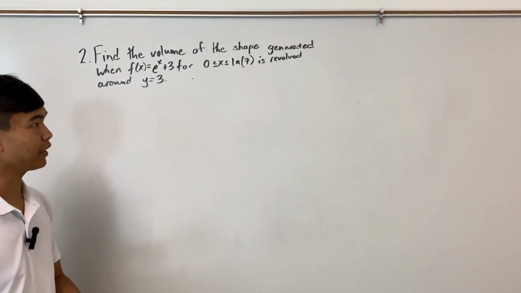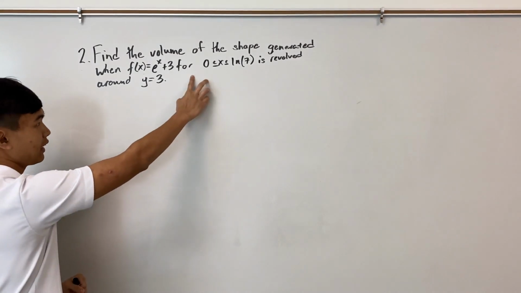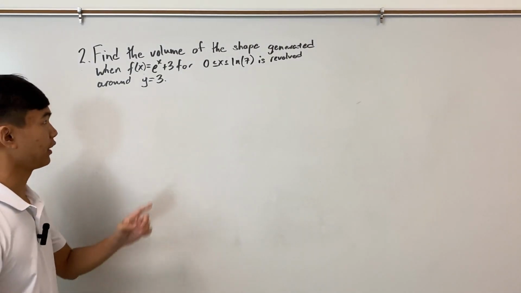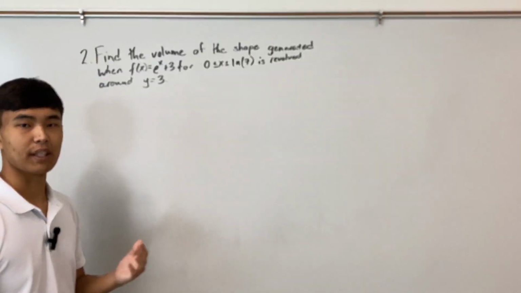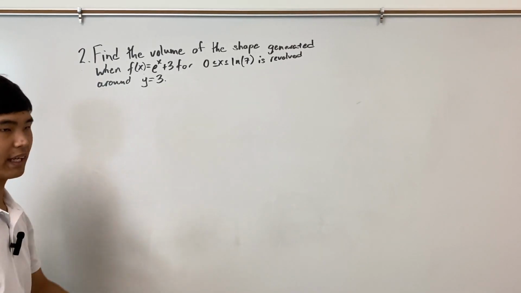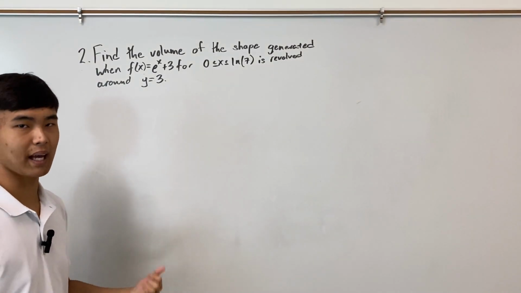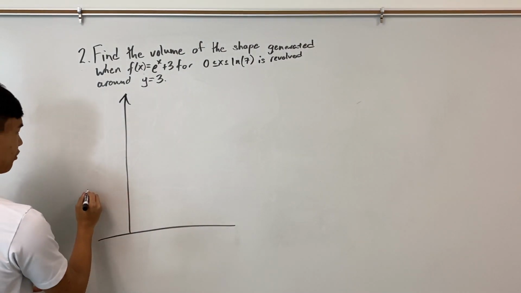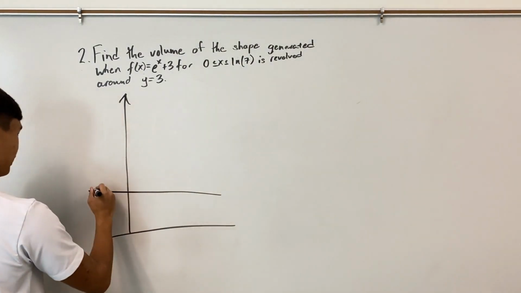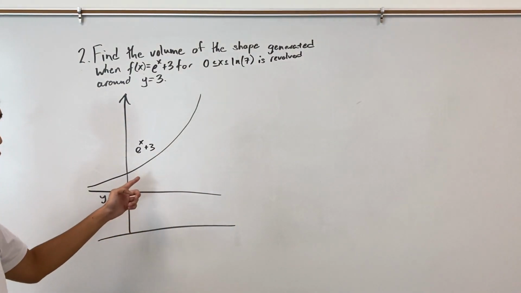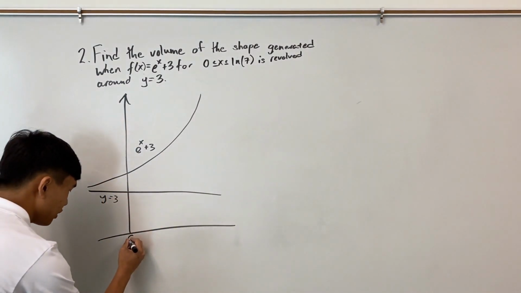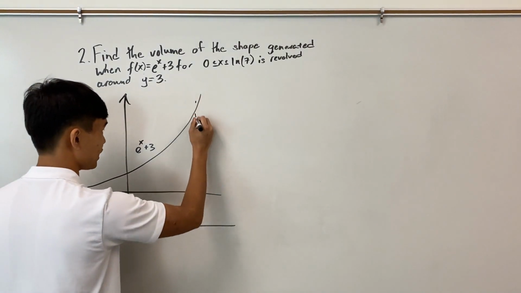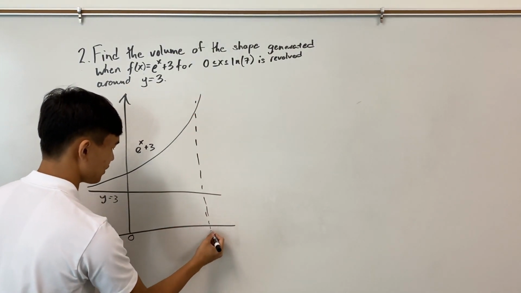to the x plus 3 bound from 0 to ln 7 is revolved around the line y equals 3. So now notice we're not revolving around the x-axis anymore. We have our own axis of revolution. When I draw this, here's y equals 3, and then here's e to the x plus 3. So here is 0, and somewhere here is ln of 7.